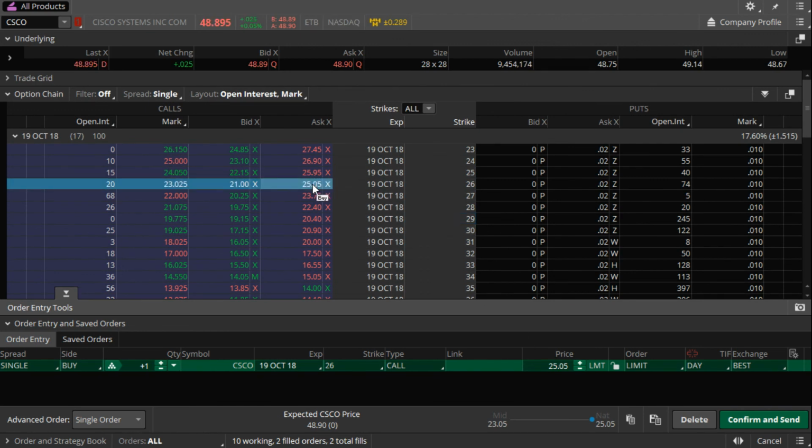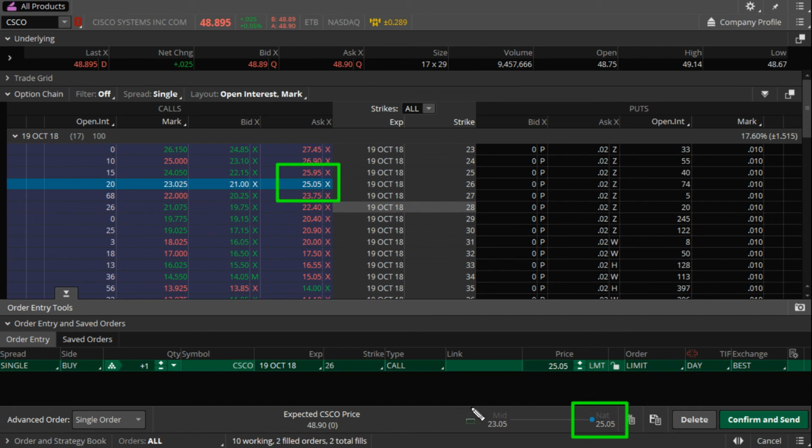So if we come in here and we click that $26 strike again, you can see that that natural price is $25.05, and $25.05 is right here. So that would be the natural price that we could actually buy that option for, at $25.05, because we're paying the seller exactly what he wants. We're paying him the full amount that he's asking. But remember, we can negotiate this a little bit.